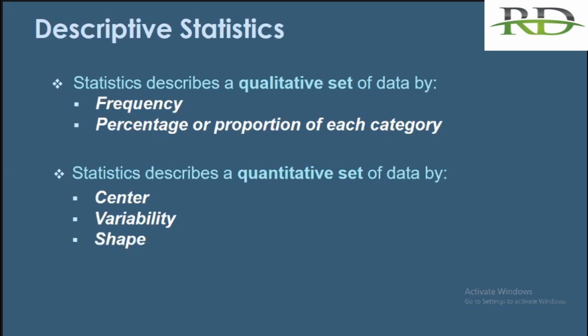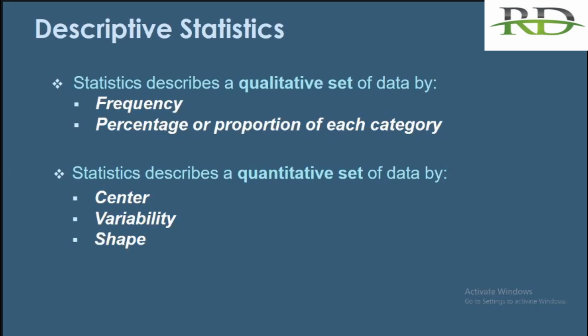Okay, right, ma'am. So N is the frequency, and percentage is calculated using the frequency. So in case of qualitative, we go for frequencies and percentage. And in case of quantitative, we go for center, variability, and shape. So I think qualitative is clear. We discuss in detail how we describe quantitative set of data.